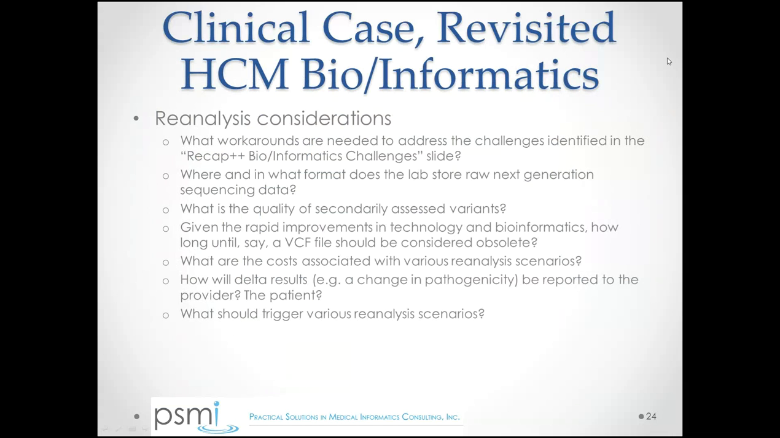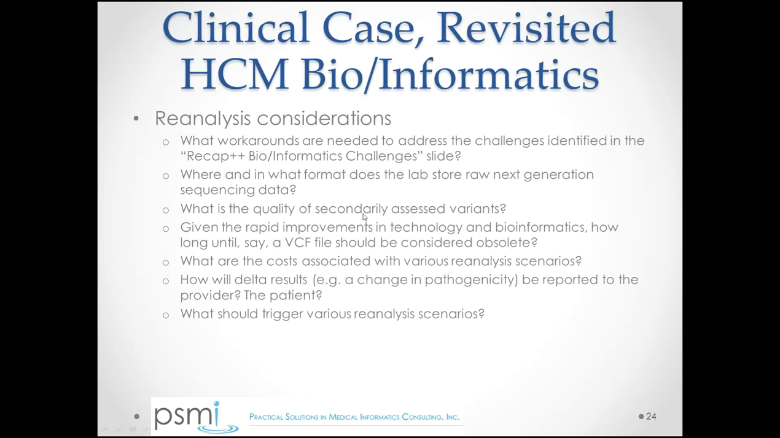If we look at some reanalysis considerations, and again, there's a lot, and that's why I'm not proposing a solution. I just wanted to have an example to get the creative juices flowing. All of the challenges we've talked about in the prior slide have to be considered. Where and in what format does the lab store raw next-generation sequencing data becomes an issue. What is the quality of this secondarily assessed variance?